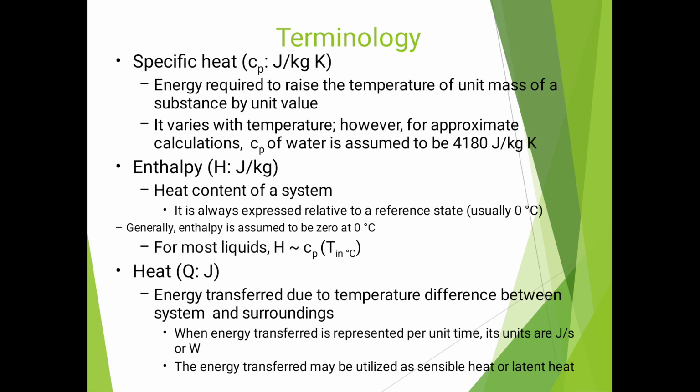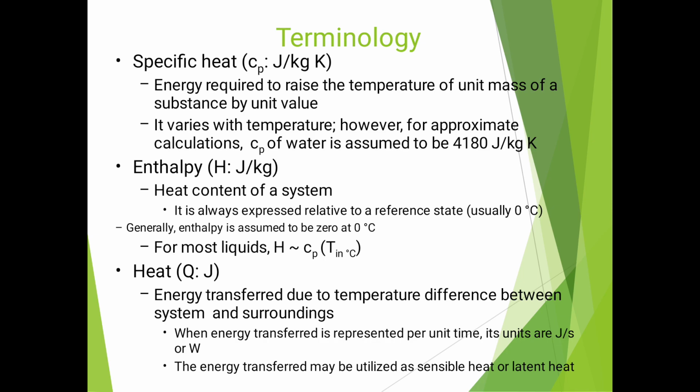Next, first we have to see about specific heat. The specific heat is represented by the symbol Cp. The unit is joule per kilogram Kelvin. That is, specific heat is defined as the energy that is required to raise the temperature of unit mass of a substance by a unit value. It varies with temperature. However, for approximate calculation, Cp of water is assumed to be 4180 joule per kilogram Kelvin.